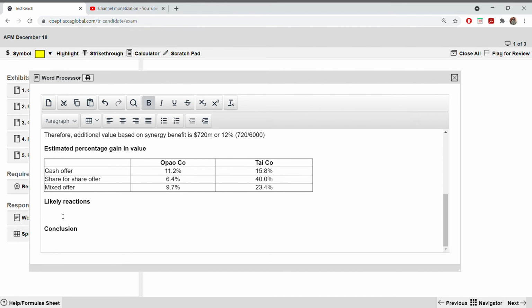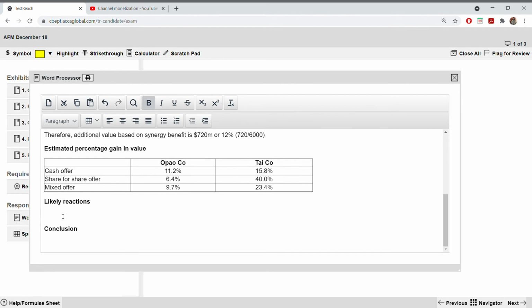So the mixed offer, now you're talking about the mixed offer. We talked about share for share, we talked about cash, next is mixed offer. So the mixed offer provides some of the certainty of a cash payment. See, mixed offer has both cash and share, so the cash element of it will be certain. Okay, but again it offers a higher return compared to the cash offer. Yes, compared to cash, yes, mixed offer is higher.